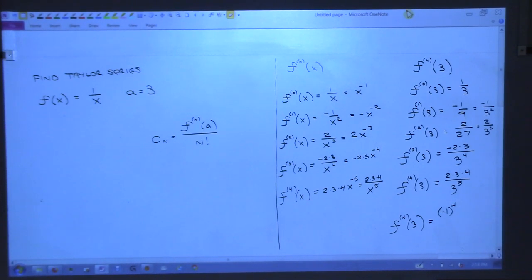Now let's look at the numerators. 4 factorial, 3 factorial, 2 factorial, 1 factorial, 0 factorial. So we should put what up here with it? N factorial, right? That'll take care of that.